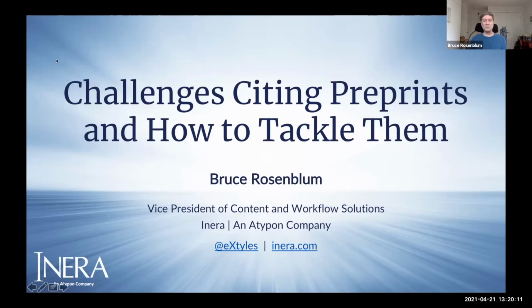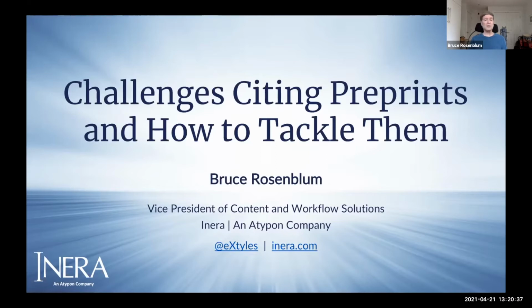I want to talk a little bit about the challenges in citing preprints and how to tackle them. It's one thing to get a preprint up and posted, but then when people start building new science on top of that, as the famous saying goes, standing on the shoulders of giants, people need to cite preprints, especially if a version of record article has not yet been published.